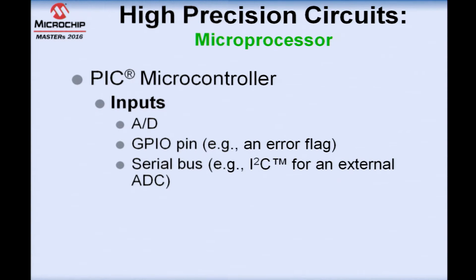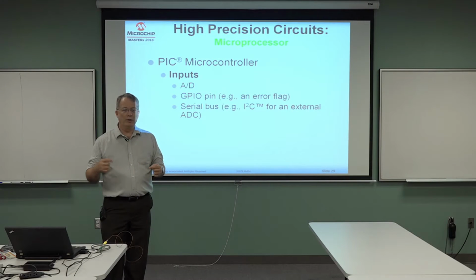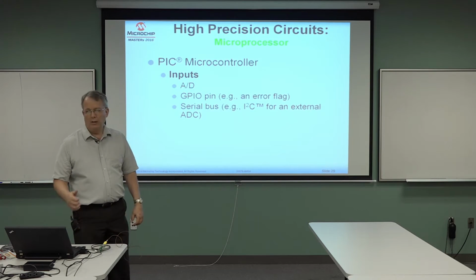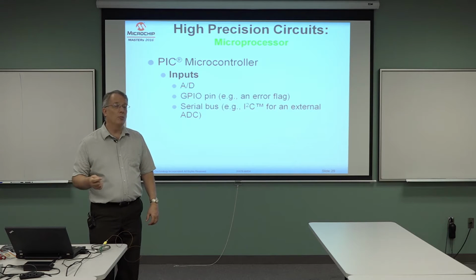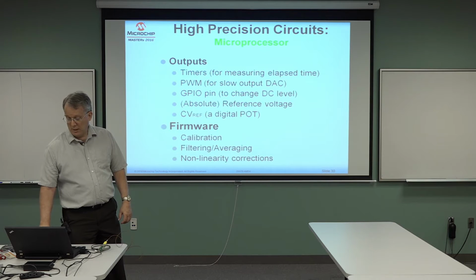Here's a precision component that most people don't think of when we talk about precision analog. Why is that? It's because the PIC micro, or any microcontroller, Atmel, as I mentioned previously, is capable of putting digital smarts in a design and changing fundamentally the way the circuit operates or the way we interpret the results. So they provide different outputs, timers, PWMs, etc.